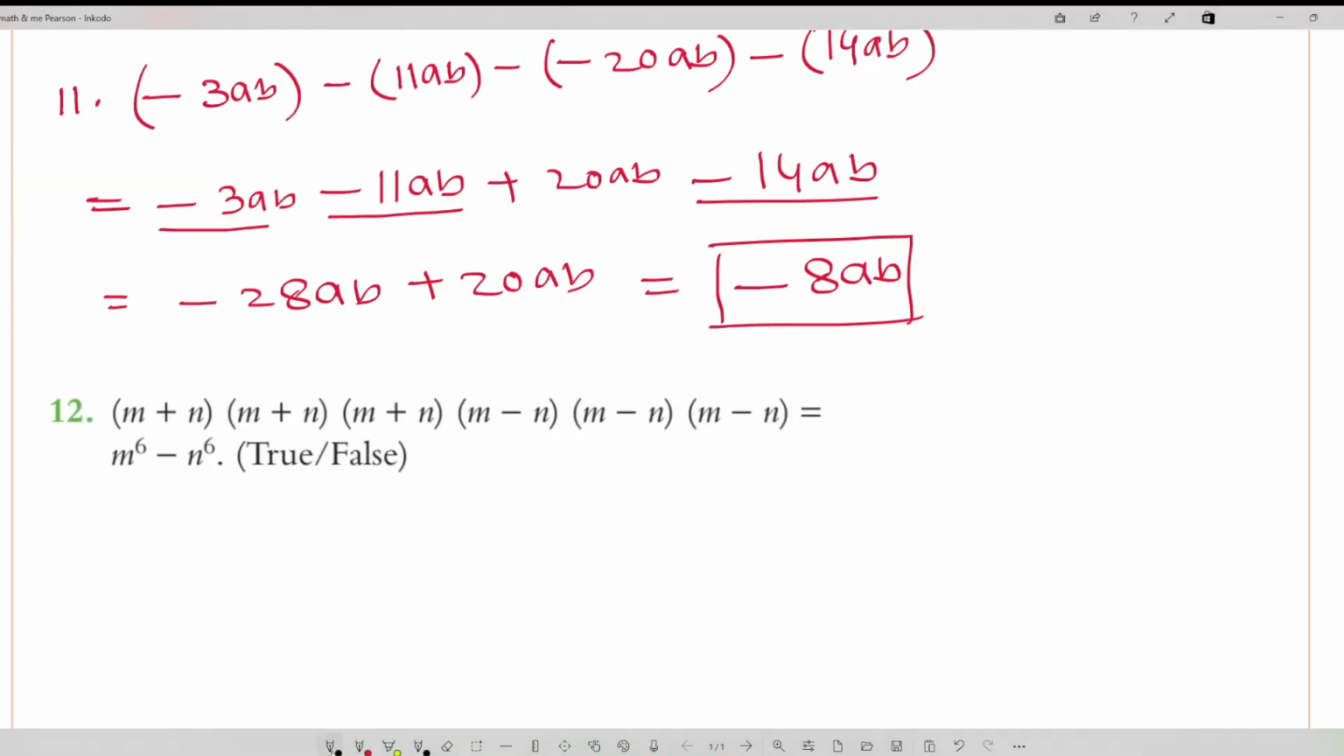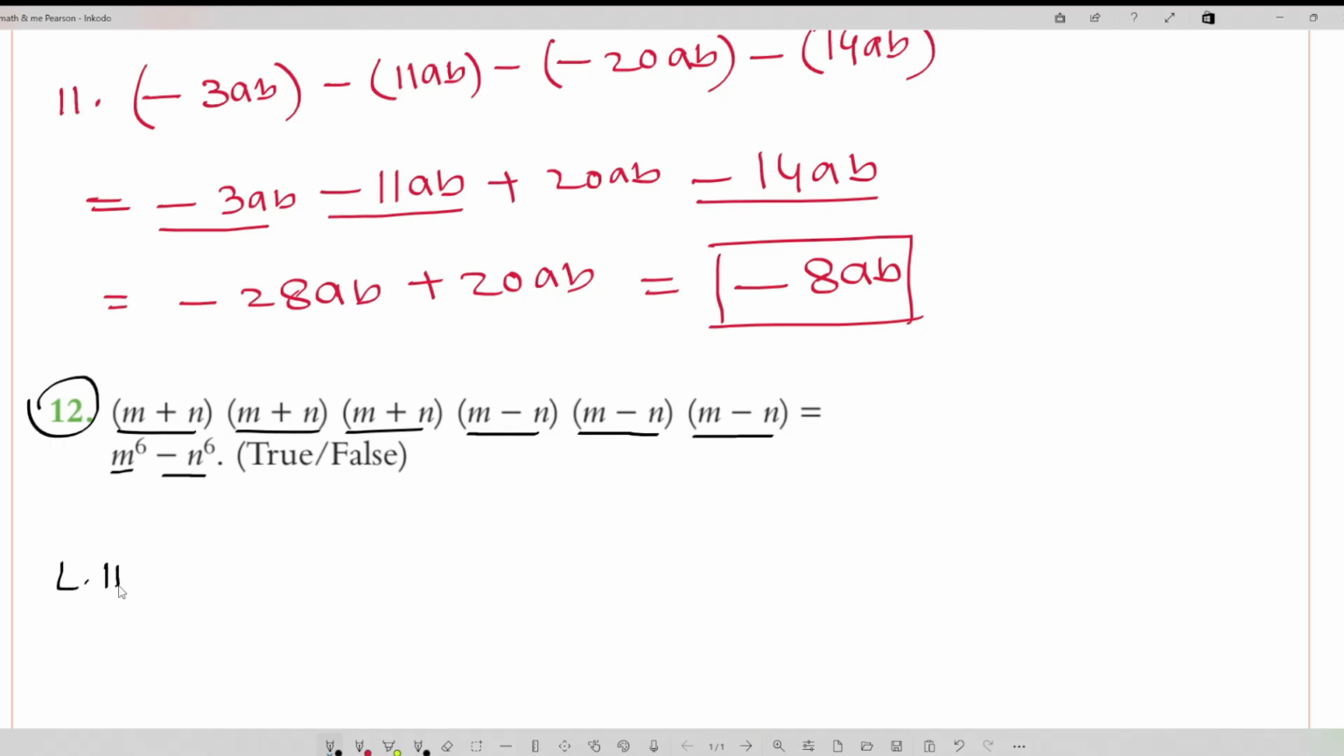Okay, number 12, not number 11. m plus n times m plus n times m plus n times m minus n times m minus n times m minus n. So here it is saying m to the power 6 minus n to the power 6. Is it true or false?